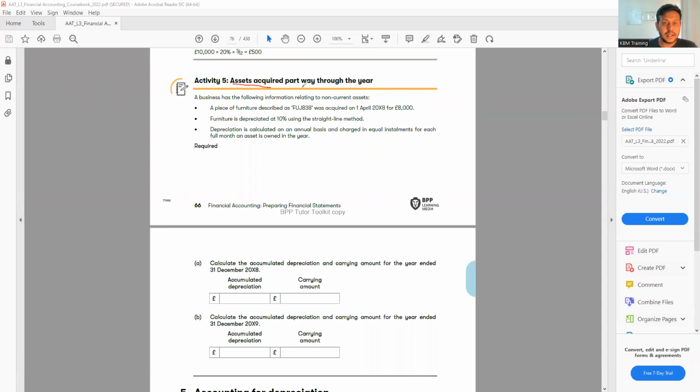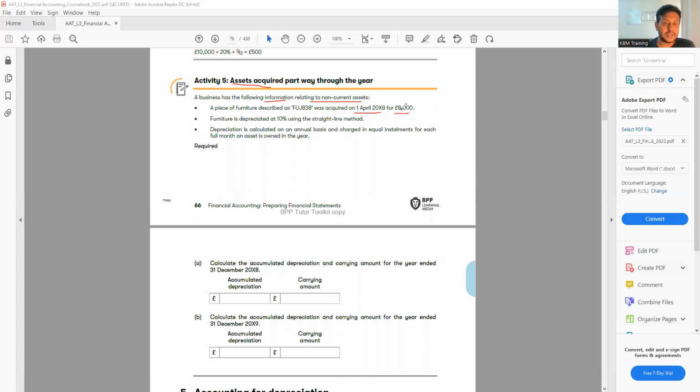A business has the following information relating to a non-current asset. A piece of furniture was purchased on 1st April 2018 for 8,000. So we purchased it in April. It's very important to look at the date, 1st of April.